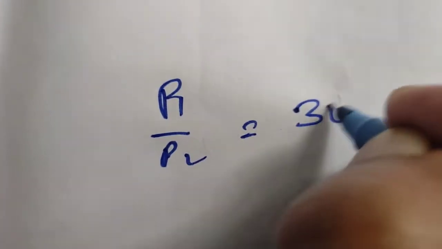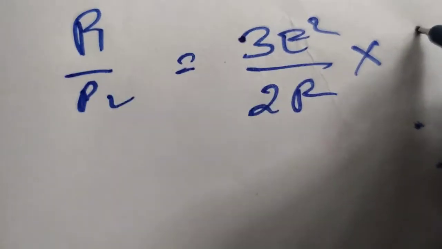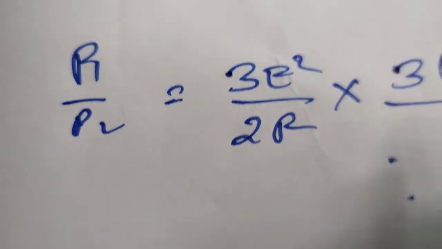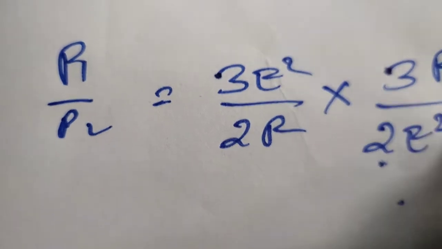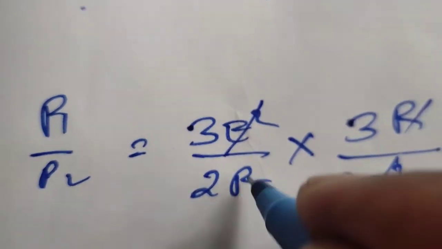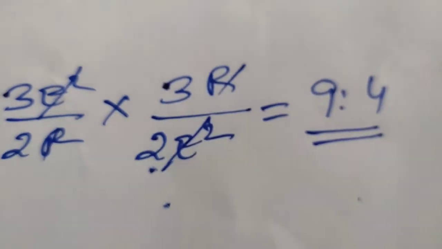Now you have to find out the ratio. Let us find the ratio P1 by P2. P1 is 3E squared by 2R, and P2 is 2E squared by 3R. R gets cancelled, so the ratio is 9:4. 9:4 is the ratio.